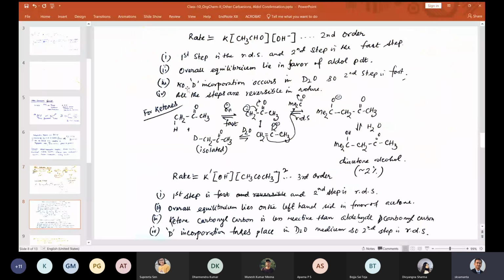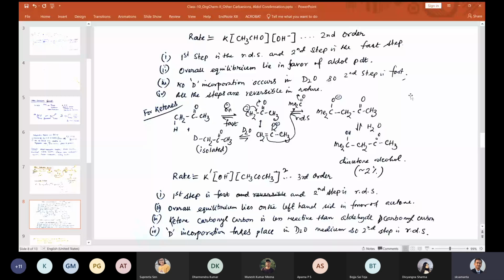Third point is no D incorporation occurs when the reaction is done in D2O. So the second step is the fast step, that is the proof. And in 4 it says all the steps are reversible in nature. Okay. So this is the normal course of the aldol condensation reaction. Clear? Everybody clear?